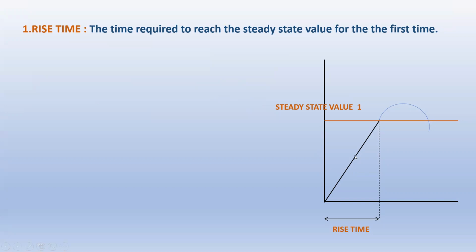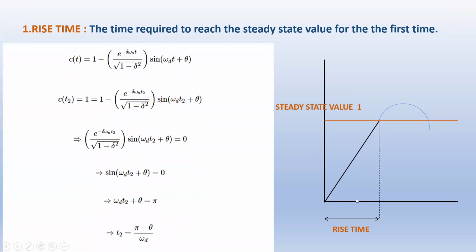If we place c of t as 1 at t equal to tr, then we can derive tr. This is the output we derived in the last classes: c of t is equal to 1 minus e to the power minus delta omega n t by square root of 1 minus delta square, into sine of omega d t plus theta. Omega d, we already derived, is equal to omega n into root of 1 minus delta square.